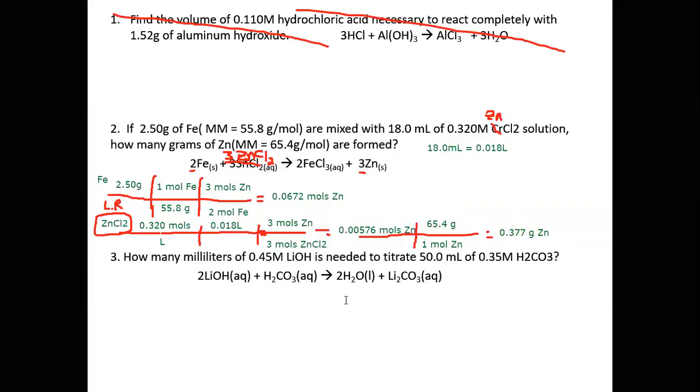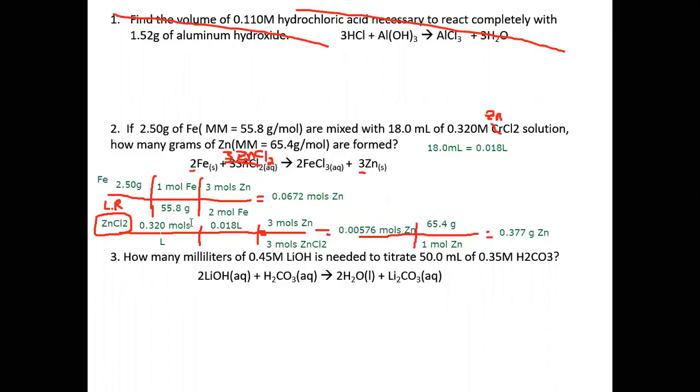So again, since it gave us information about both reactants, we had to determine which one was the limiting reactant, and then from there, we had to find the theoretical yield. So for zinc chloride, the molarity of zinc chloride multiplied by the volume would give us the moles of zinc chloride. So to go from moles of zinc chloride to moles of zinc, we have to multiply by the mole ratio. So 3 moles of zinc chloride produces 3 moles of zinc.